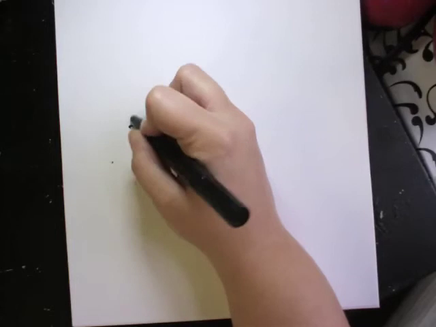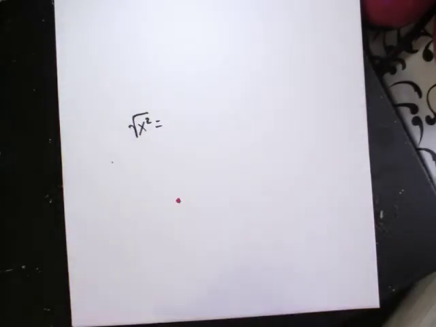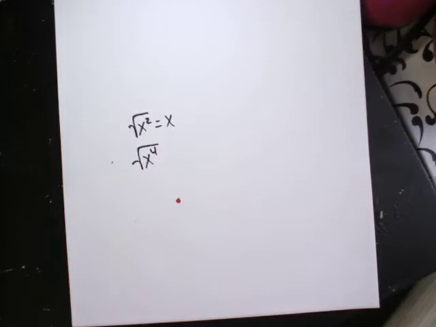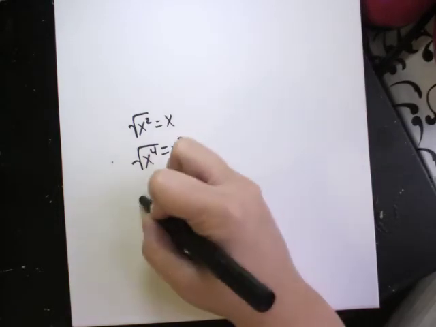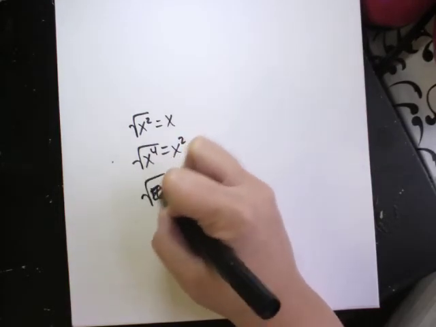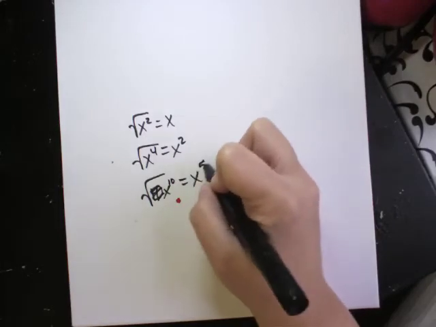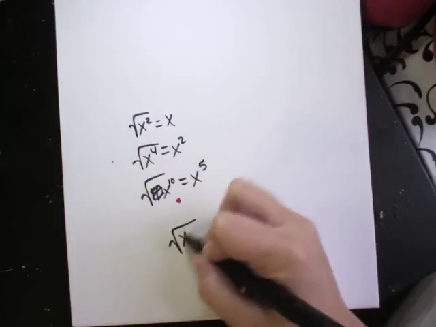Hold on, let me get another sheet of paper. All right, if I have the square root of x squared, what's the answer? X. If I have the square root of x to the 4th, what's the answer? X squared. Okay, and the square root of x to the 10th? X to the 5th. Okay, so what's the square root of x to the 34th?